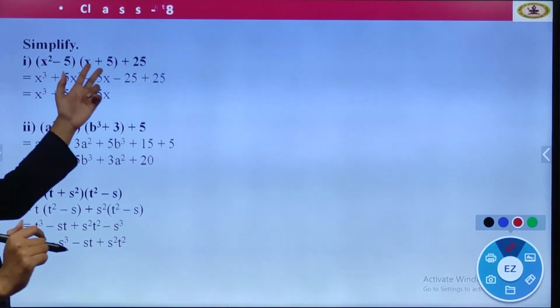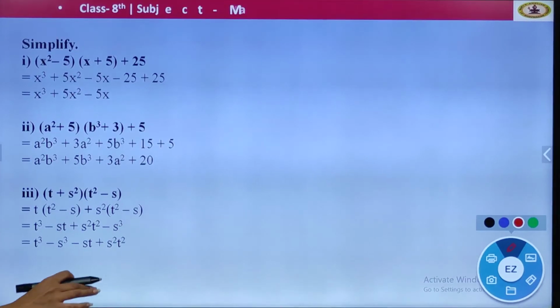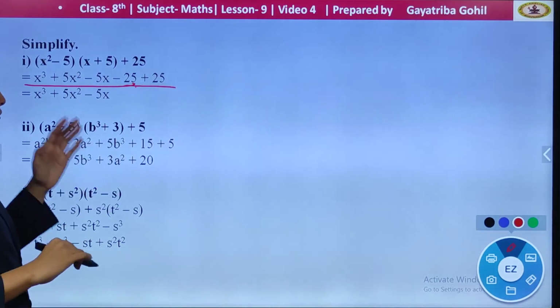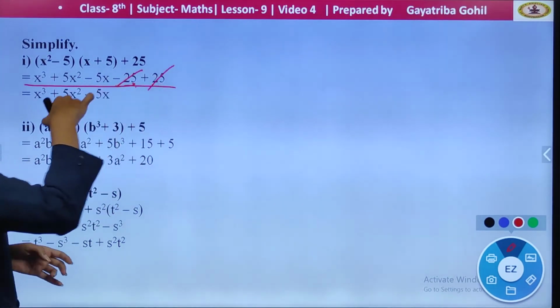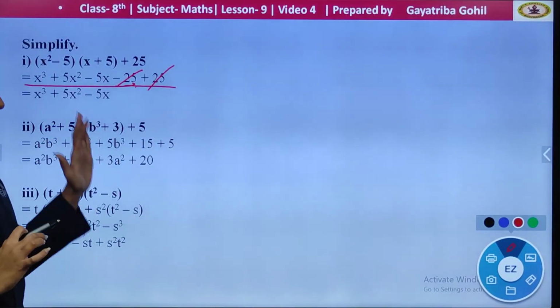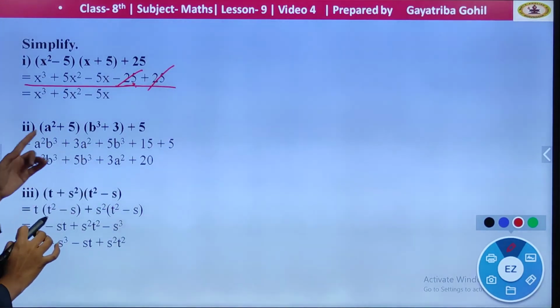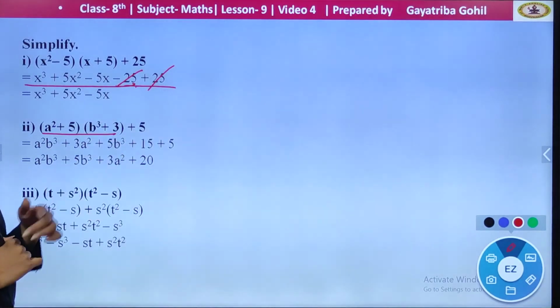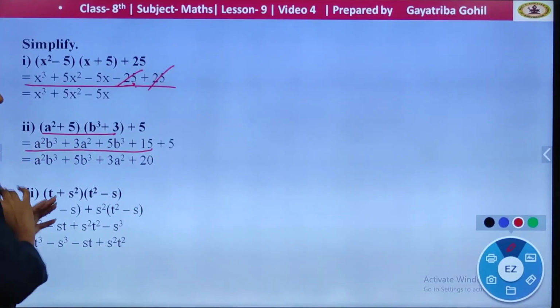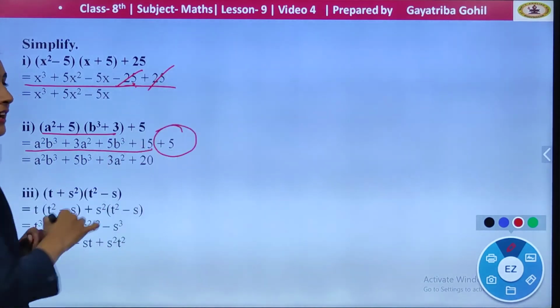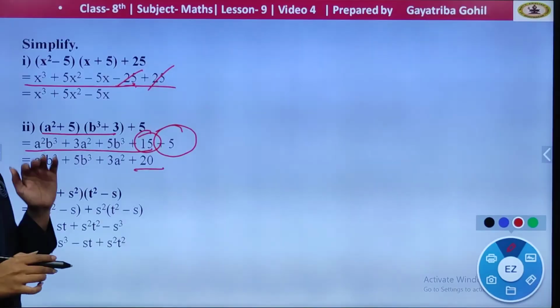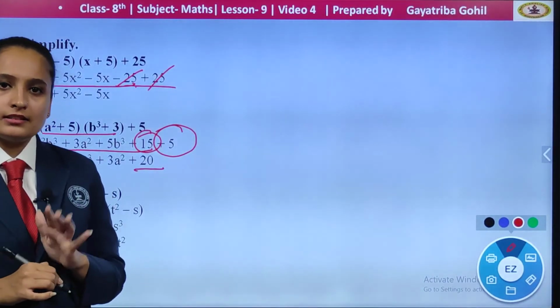Here you have to multiply these two brackets and then add 25. This is the only difference. When you open these brackets, you will be getting this plus 25 as it is. Now, over here, see, minus 25 and plus 25 can get cancelled. So, your answer will be 3x cube plus 5x square minus 5x. Then we have these two expressions you have to multiply, like we multiply binomials, and then add 5. So, till here everything will remain same. The only difference is you have to add 5. So, here you have got 15. So, 15 plus 5 will become 20. Everything else is going to remain the same.